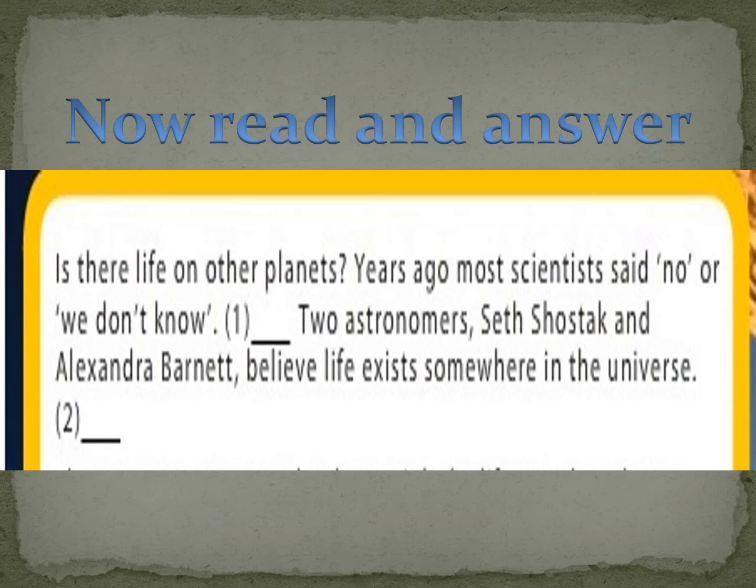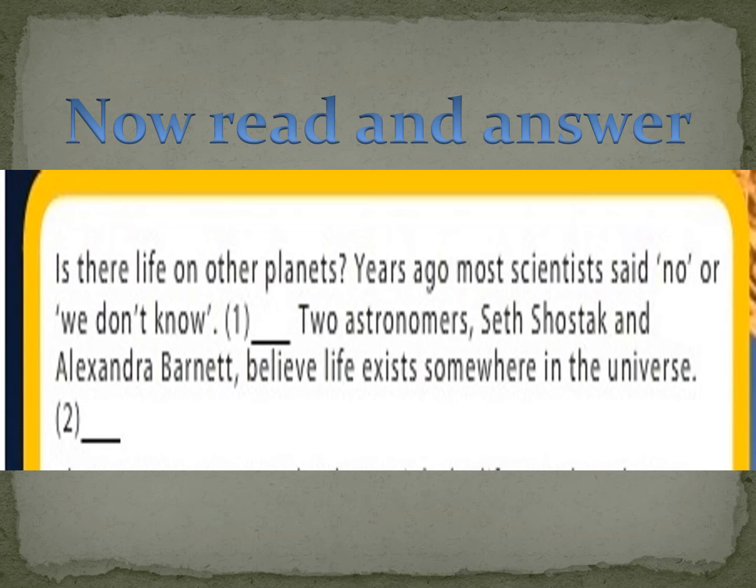And what is the meaning of planet? A planet is a very large round object in space that moves around the sun or another star. For example, planet Earth, Mars, Venus. Two astronomers, Seth and Alexandra, believe life exists somewhere in the universe.